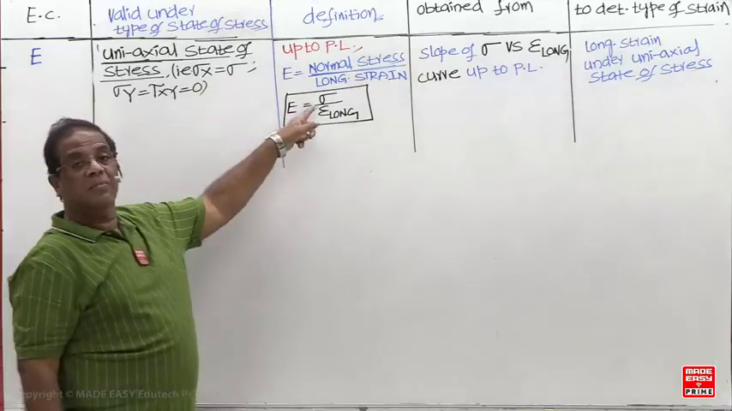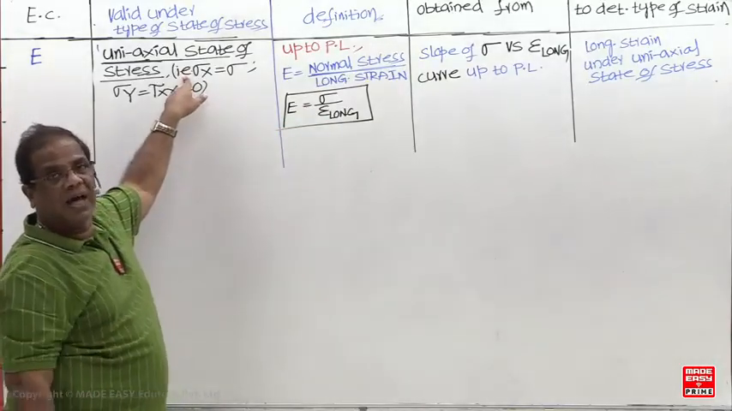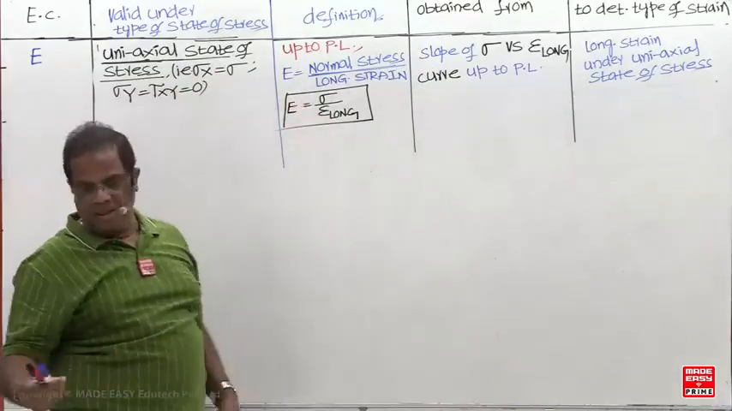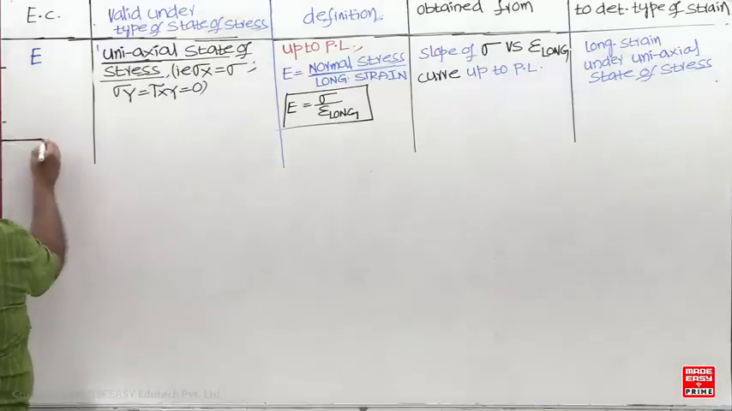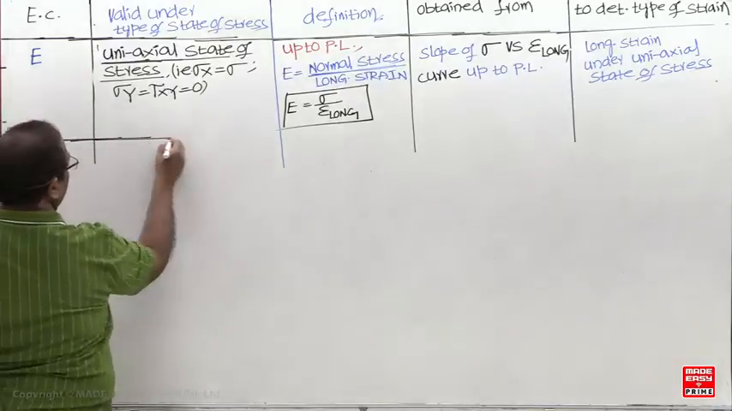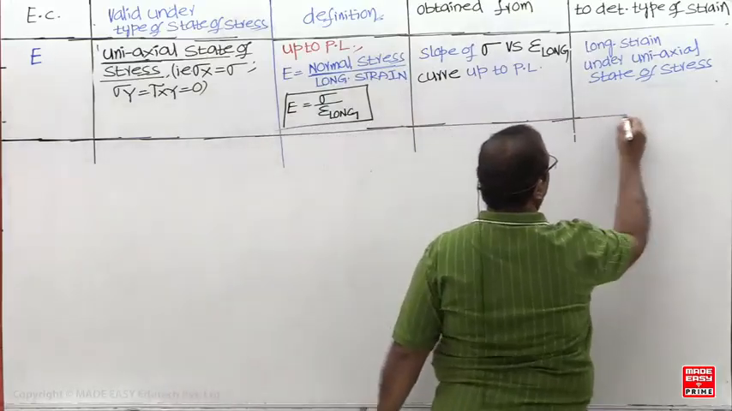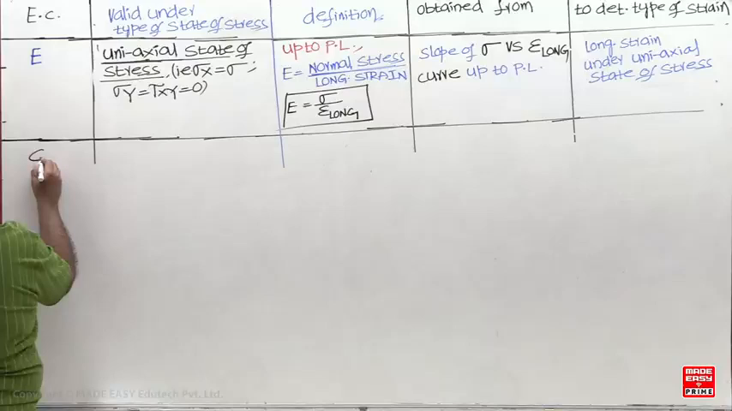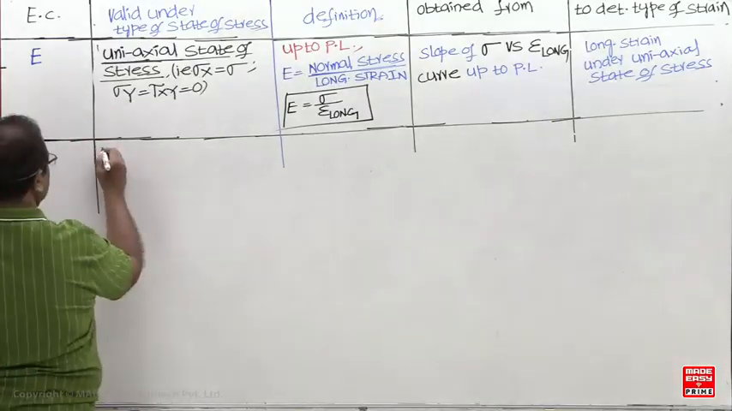Somebody will ask, sir, is it sigma x or sigma? Uniaxial means normal stress acts only in one direction. Normal stress only in one direction, so we can directly write sigma only. Under uniaxial state of stress.